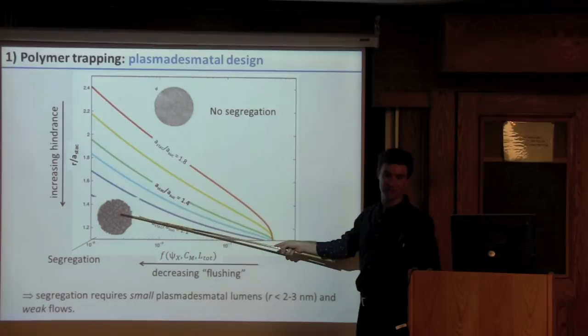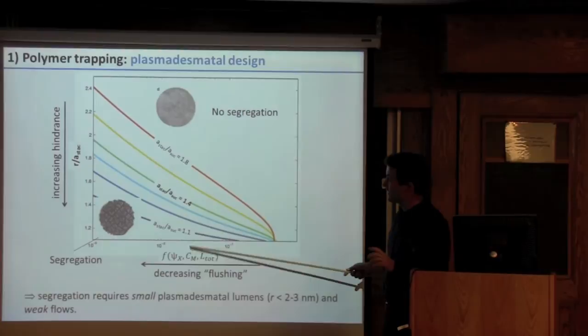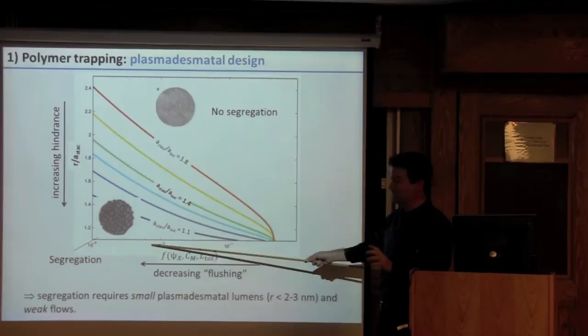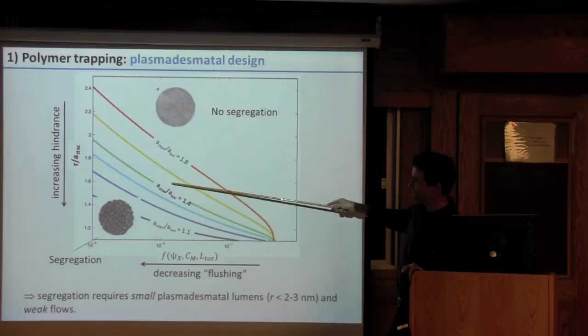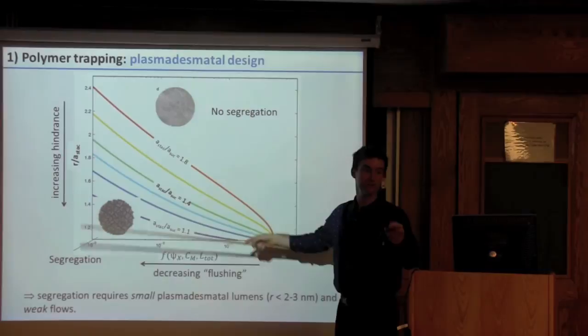To segregate with this hindered transport model, you have to be at very low through flow rates of water and very small ratios of the pore to the solute size. Okay? So if we take a typical ratio of stachyose to sucrose of 1.4, the pore has to just be a couple nanometers across. Okay?